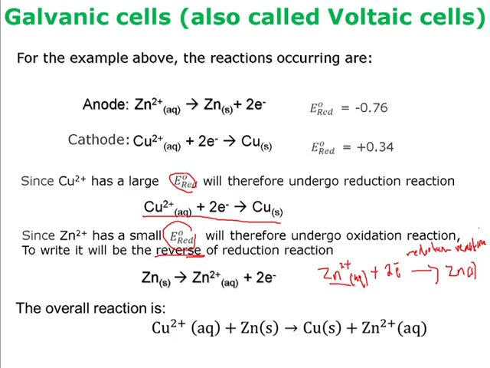So from the table, this is what you have. But when you look at the value, it is quite small. So you are trying to establish that this will undergo oxidation. Then we'll change the reaction.